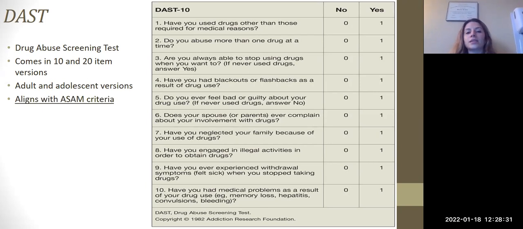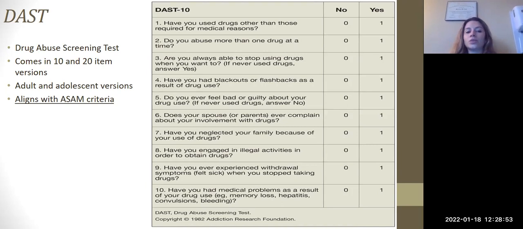The nice thing about the DAST is it's not specific to the use behavior. What it's capturing is the functional impairment. And so in terms of helping to make a diagnosis of a use disorder, this helps us to see what level of consequences a patient may be experiencing as a result of their use, regardless of what substance it is or how frequently they're using it or not.